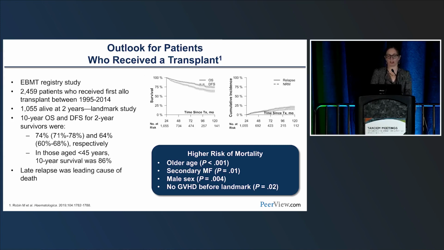And then what is our long-term outlook for the patients who received transplant? This was a landmark registry study that was done at 2 years following transplant. For patients who are 2-year survivors, their overall and disease-free survival were 74% and 64% respectively. And in those patients who are less than 45, their 10-year survival was 86%. Late relapse was a leading cause of death, which is very similar to what we see for myelodysplastic syndrome and AML. Higher risk of mortality: older age, secondary myelofibrosis, the male gender, and no GVHD before the time of landmark.